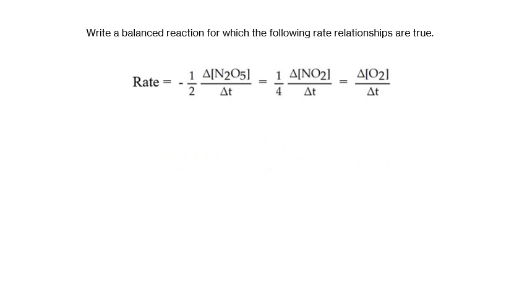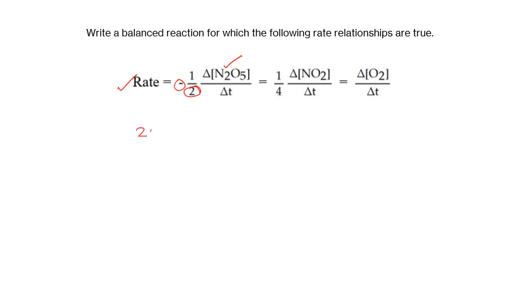And now the reverse question. So that means write a balanced equation from the rate expression. So what we have to do is look for the sign. This is negative, so this is going to be our reactant. And there is a 2 here that is going to be our coefficient for the reactant.